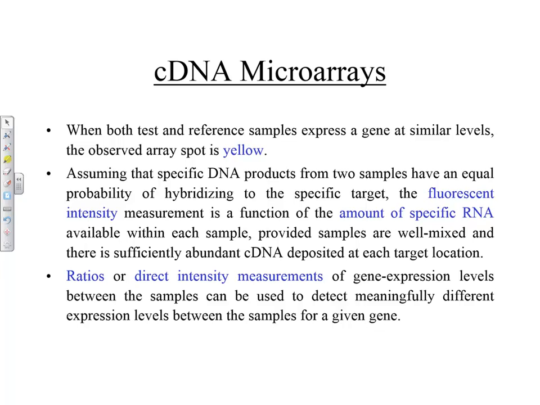Now here there is a bunch of assumptions that are made before you can do the analysis. Assuming that specific DNA products from two samples have an equal probability of hybridizing to the specific target, the fluorescent intensity measurement is a function of the amount of specific RNA available within each sample, provided that the samples have been well mixed, and there is sufficiently abundant cDNA deposited at each target location. So assuming that everything has been properly latched on, then you can conclude that you are measuring the RNA intensity. Ratios or direct intensity measurements of gene expression levels between the samples can be used to detect meaningfully different expression levels between the samples for a given gene.